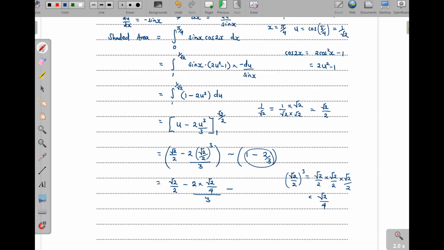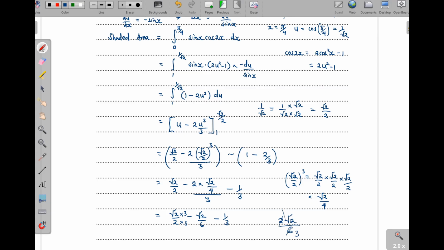Then 1 minus 2/3, you get 1/3. So this is root 2 over 2. Then this one, we shall get a 2 down there, then times the 3, so it becomes root 2 over 6, then minus 1/3. So I can multiply this one by 3 to have the same denominator, not so? So this will be 3 root 2 minus 1 root 2. That one will be 2 root 2, then over 6.